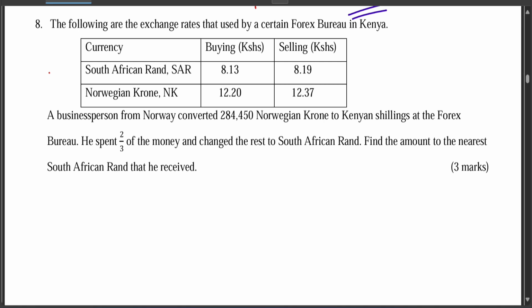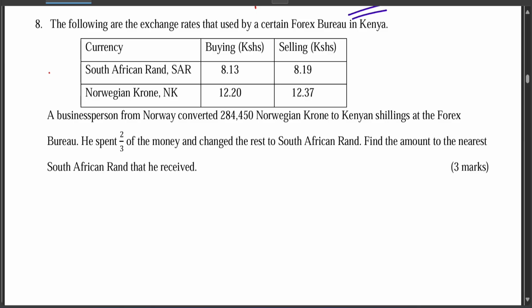Question 8, the following are exchange rates that are used by a certain forex bureau in Kenya. The currencies are South African rand and the Norwegian krone. The buying price for rand is 8.13 shillings, and if they sell to you they charge 8.19 Kenyan shillings. For the Norwegian krone they charge 12.20 when buying, and when they sell to you they sell it at 12.37.